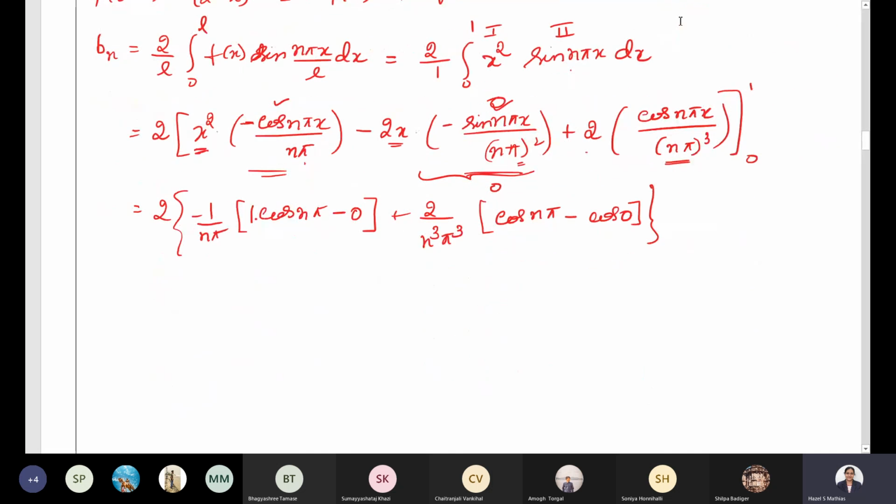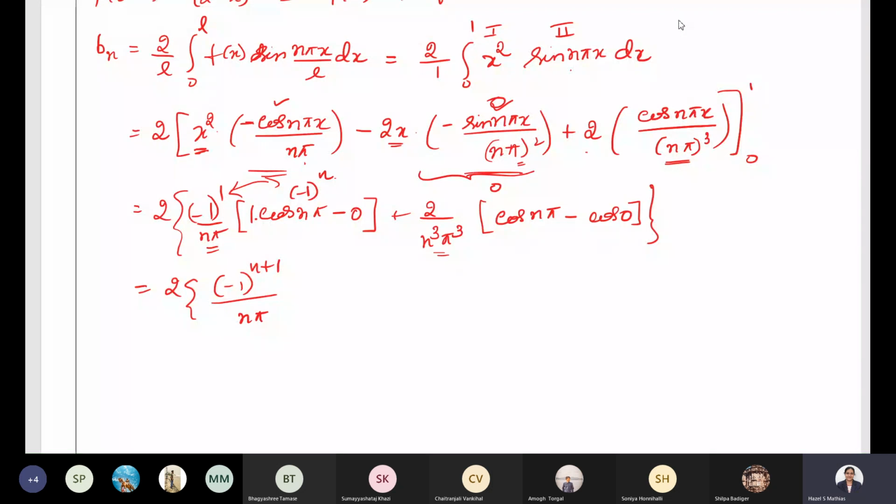Now let us continue this. What do we get when we continue this? It will be 2 into cos n pi can be written as minus 1 power n, correct? That minus 1 power n into this minus 1, I can write it together as minus 1 power n plus 1 by n pi. Am I correct? Minus cos n pi value is minus 1 power n, and here outside there is one minus 1 power 1. So altogether these two things I can write as minus 1 power n plus 1 divided by n pi.